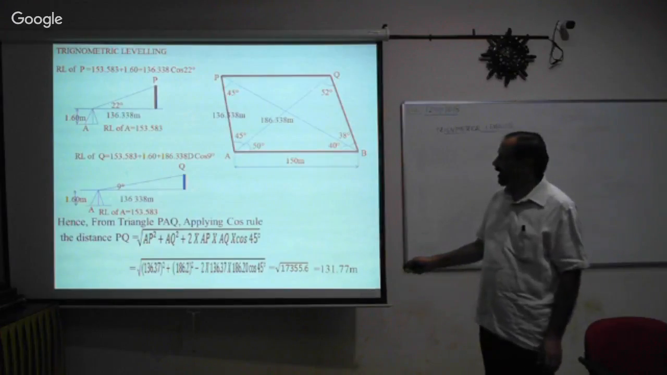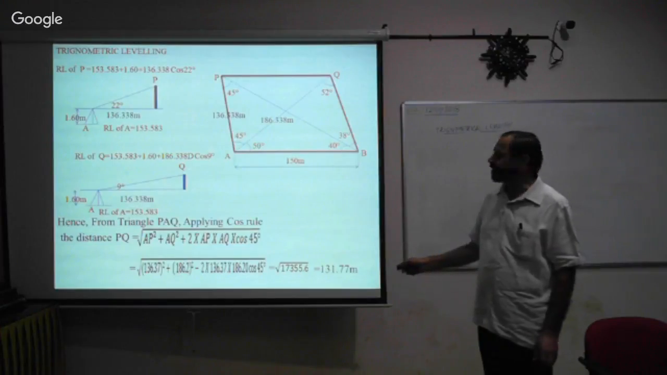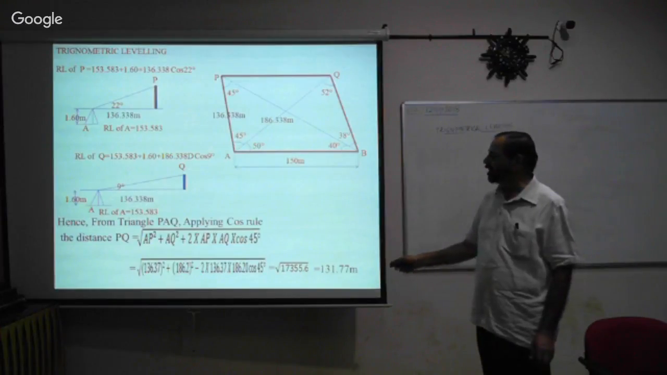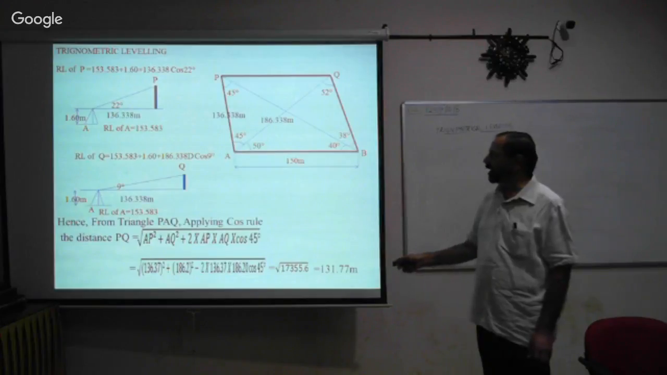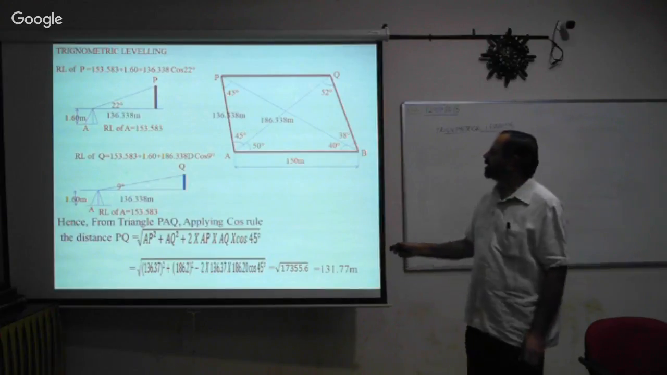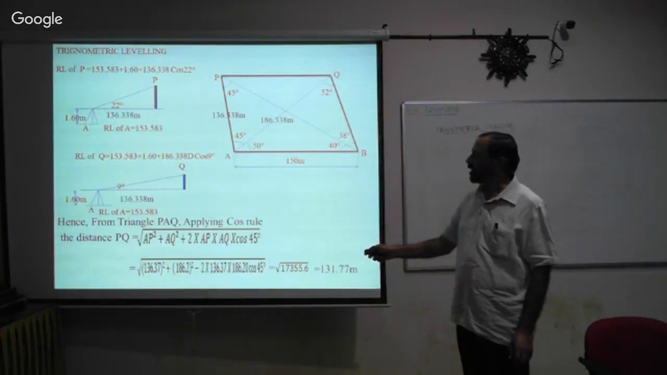No, please make a correction here. This is 186 meter. It is not 186 for P. It is 136 meter from A to P, and this is A to Q. It is 186 meter. Please correct it. And then apply the same thing. I think it is written here clearly in the correct way.